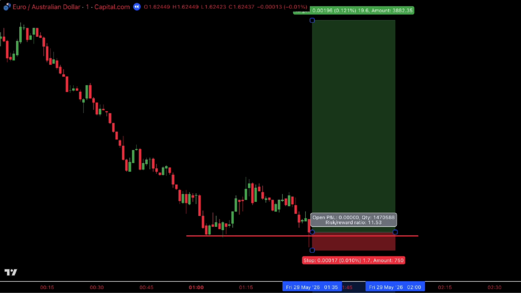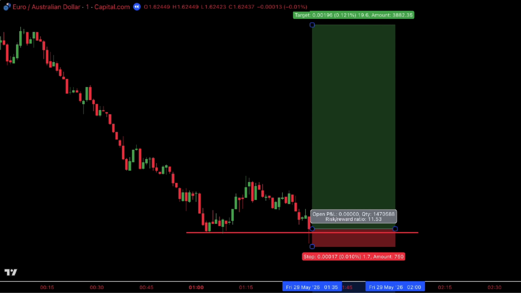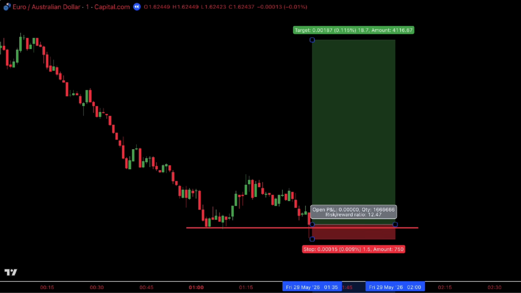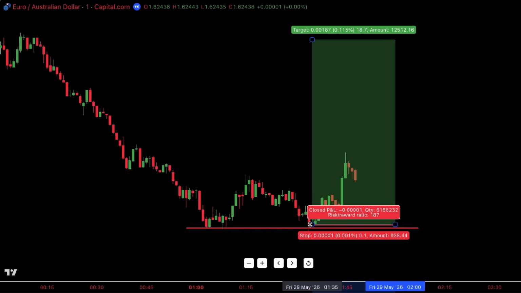You enter at the close of the rejection candle. Your stop loss goes below the lowest point of the liquidity sweep, and your target is the next resistance level. As you can see, this trade provides approximately a 1:12 risk-to-reward ratio, which is exceptional. Now let's see what happened next. As the market moved higher and reached this resistance level, you move your stop loss to break even.